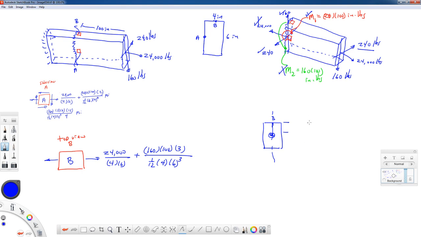Now let's take a look at our transverse shearing forces. The 160-pound force comes down this way. There's point B. We shade in from the point of interest to the top of the cross-section. Well, there is no area, so we have no shear stress contribution from the 160-pound force at point B, so we're done with that. But we ought to take a look at the 240-pound force.